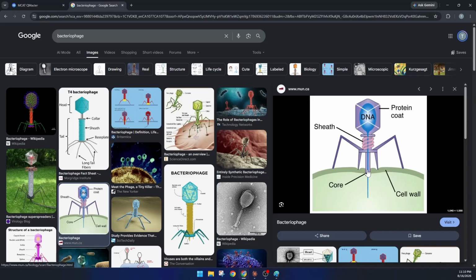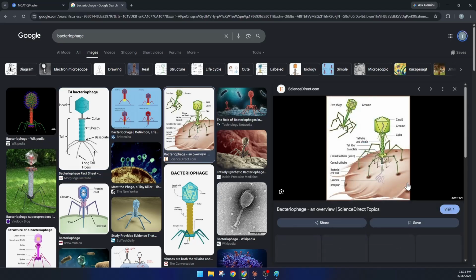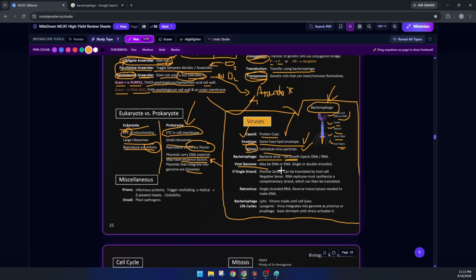Your tail sheath is here. Yeah, this is your sheath. These are the fibers, but the sheath is here. This is what injects, so you can see this happening, injecting in. And then the virus genome may be DNA or RNA, single or double-stranded.